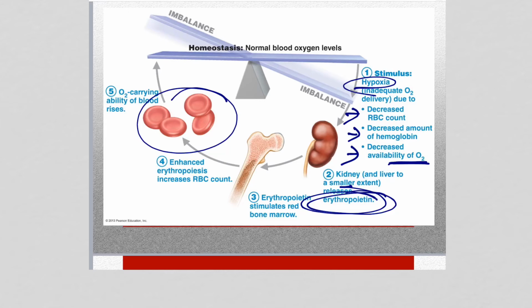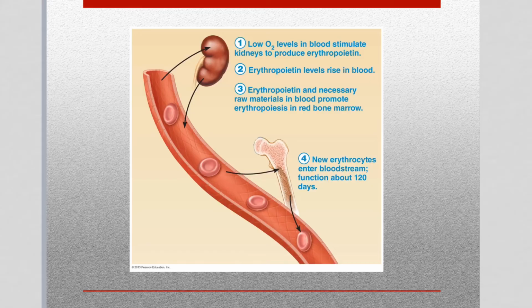Also, you do have small amounts of EPO released at all times, and that's to balance the destruction of the red blood cells, because they only live for about 120 days. Okay, so when you have low oxygen levels, that's going to stimulate the kidneys to produce the erythropoietin. Erythropoietin is going to go into the blood. It's going to target red bone marrow, and you're going to have erythropoiesis occurring, and you're going to have more red blood cells entering the bloodstream, and they only live about 120 days.